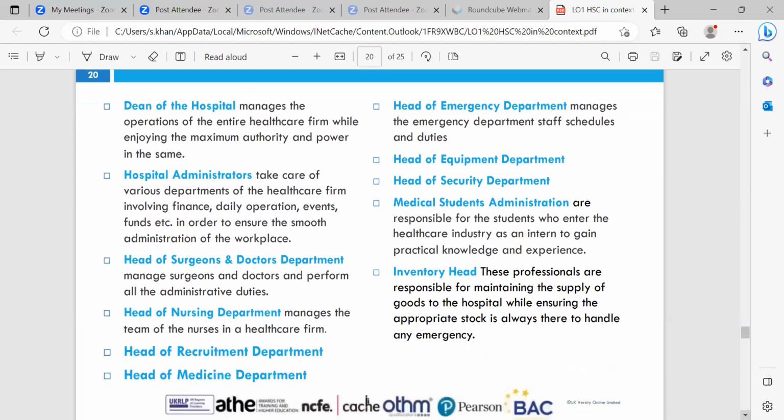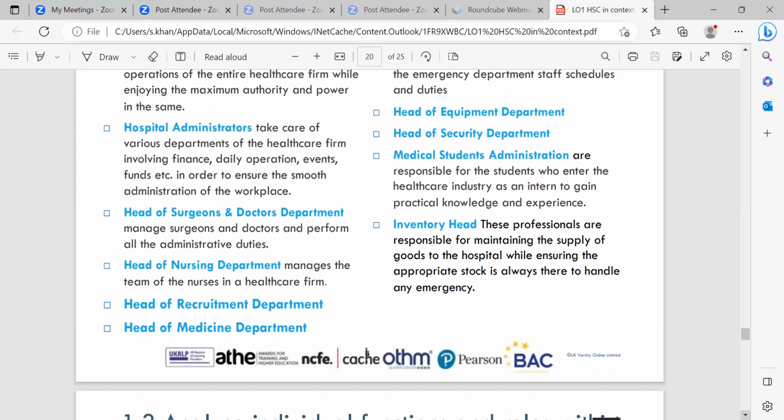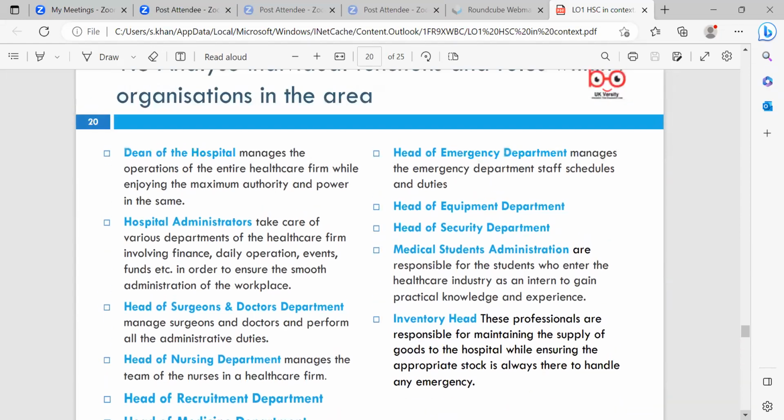Then we've got the head of surgeons and doctors department. They manage surgeons and doctors and perform all administrative duties. The head of nursing department manages the team of nurses in a healthcare firm. And then the head of recruitment department, which is the head of medicine. We've got the head of medicine department. Then we've got the head of emergency department, which manages the emergency department staff, schedules and duties. Head of equipment department, which deals with all the equipment within the NHS.